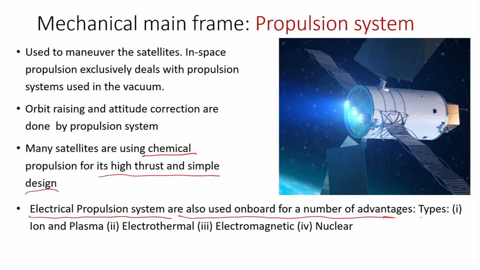So, there can be two types: one is the ion or plasma propulsion system, the plasma thruster. It can be electrothermal, or it can even be electromagnetic or nuclear. We will not discuss each type, but these are the different types of onboard thruster systems used.